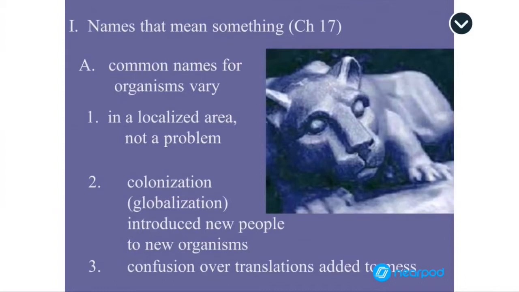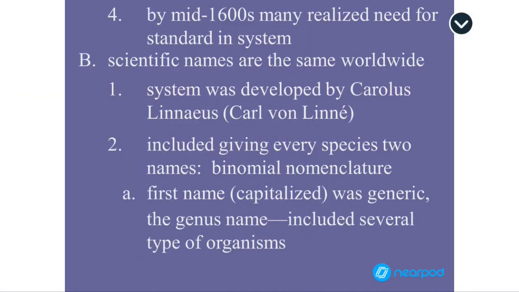And so if you had something like a lion that's living in Pennsylvania and you call it a mountain lion, a Nittany lion, whatever it is, it doesn't really matter, except if it's an herbal plant that's supposed to be taken as a medication and you pick the wrong plant, Solomon seal, but it's not actually Solomon seal, it's false Solomon seal, that could be an issue. People could die. And so this became a problem as people were introduced to new organisms. And by the middle of the 1600s, most people realized there needed to be some kind of standard in the system. So scientific names are the same worldwide.